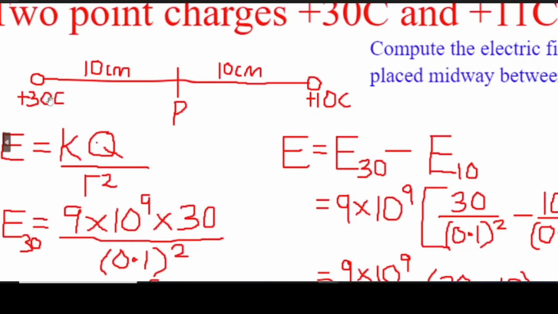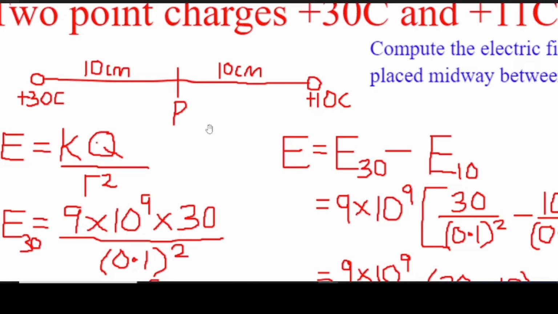This is the plus 30 coulomb charge. This is the plus 10 coulomb charge. This is the midpoint between the charges. If the distance between the two charges is 20 centimeter, the midpoint will be 10 centimeter from the 30 coulomb charge and will also be 10 centimeter from the 10 coulomb charge. Good. Now, this is where the secret lies.